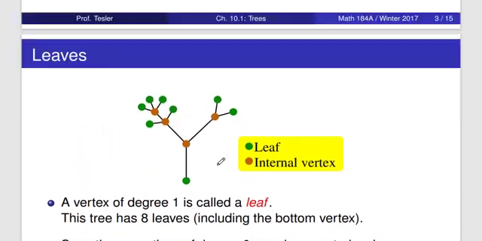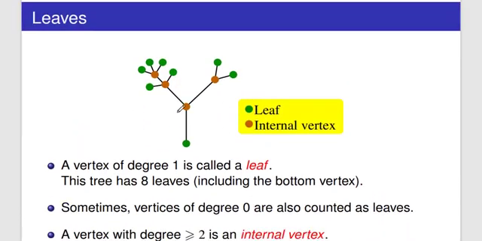Then what is a leaf and what is an internal vertex? A vertex of degree 1 is called a leaf. Degree of a vertex means the number of edges at that particular vertex. So how many edges does this vertex have? 1, 2 and 3. This vertex has 1, 2, 3 and 4, so this vertex has degree 4. So a vertex of degree 1 is called a leaf, and this tree has a total of 8 leaves, in green color.